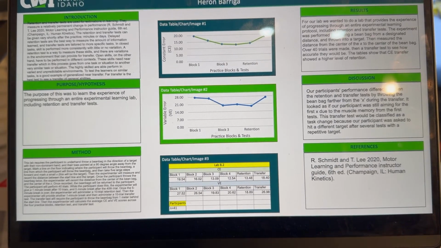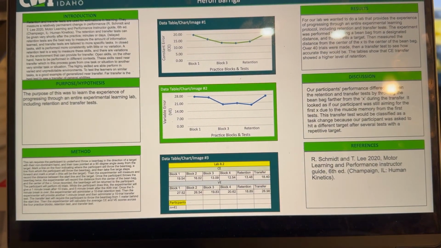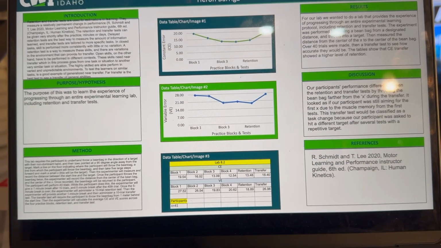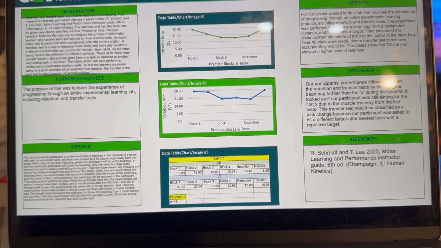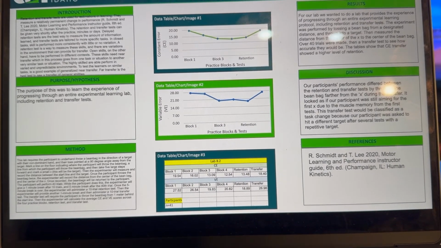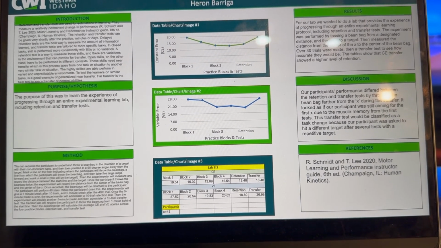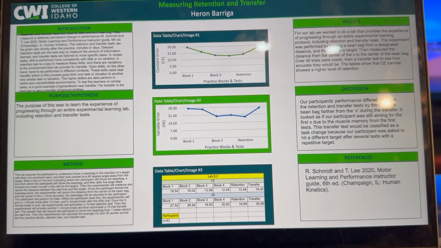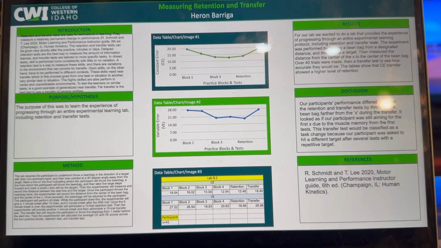Purpose, hypotheses. The purpose of this was to learn the experience of progressing through an entire experimental learning lab, including retention and transfer tests. Method. The lab requires the participant to underhand throw a beanbag in the direction of a target with their non-dominant hand and their toes pointed at a 90-degree angle away from the target.